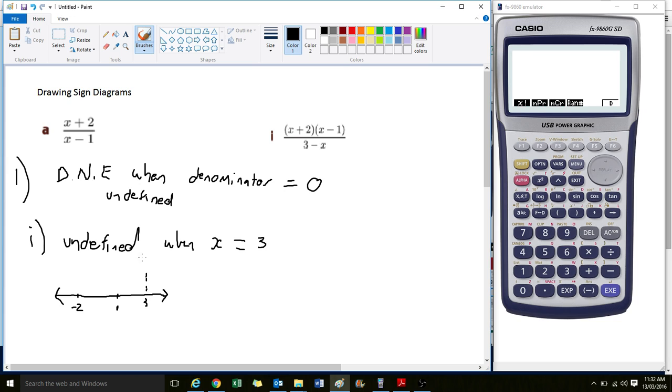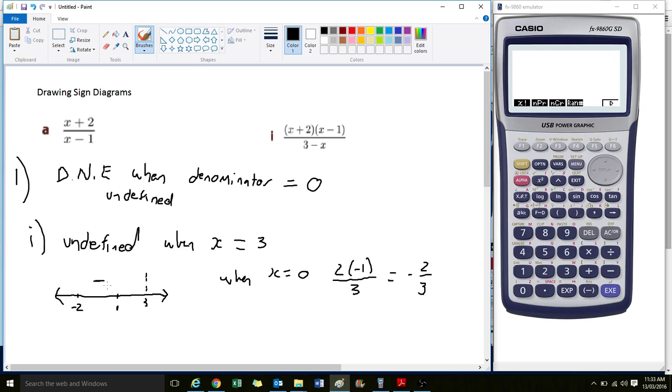So again, we're just going to need to put some numbers in between these to work out whether it's going to be positive or negative. Okay, so let's start between minus 2 and 1, and again let's use 0. Okay, so when x is 0, we have 2 times minus 1 divided by 3. Okay, this is minus 2 on 3, which is negative. Okay, so we've got negative here.